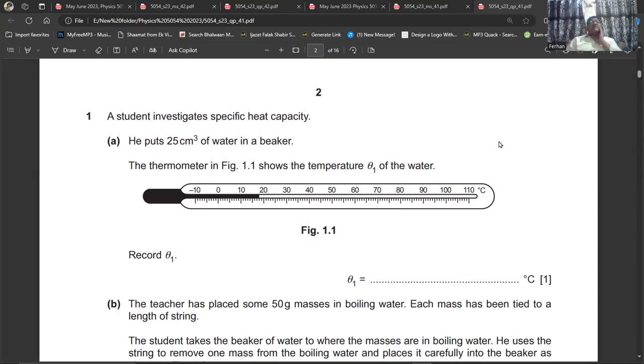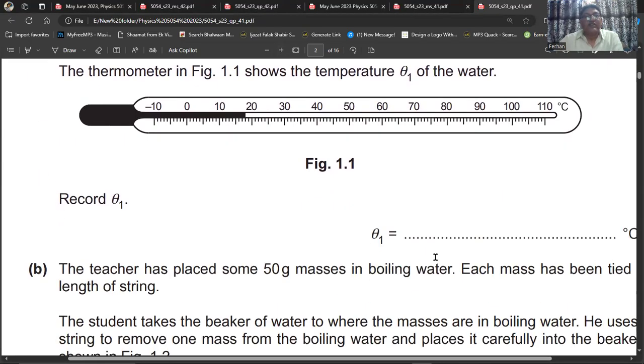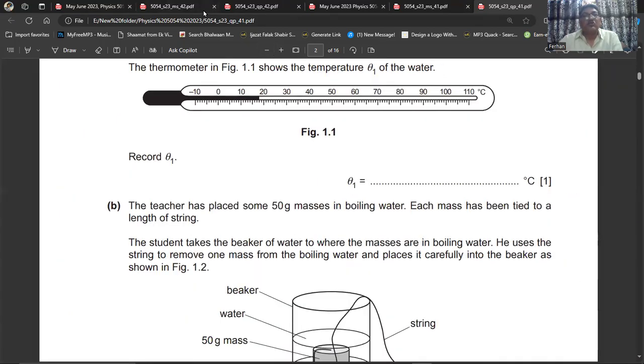Question number 1. A student investigates specific heat capacity. He puts 25 cm³ of water in a beaker. The thermometer in figure 1.1 shows the temperature theta 1 of the water. Record theta 1. So how much is this reading? Let me increase the size so you can see it clearly. This reading is approximately, this is 15, 16, 17, 18. So I think it is 18 degrees centigrade. The temperature shown here is, I think, 18 degrees centigrade.